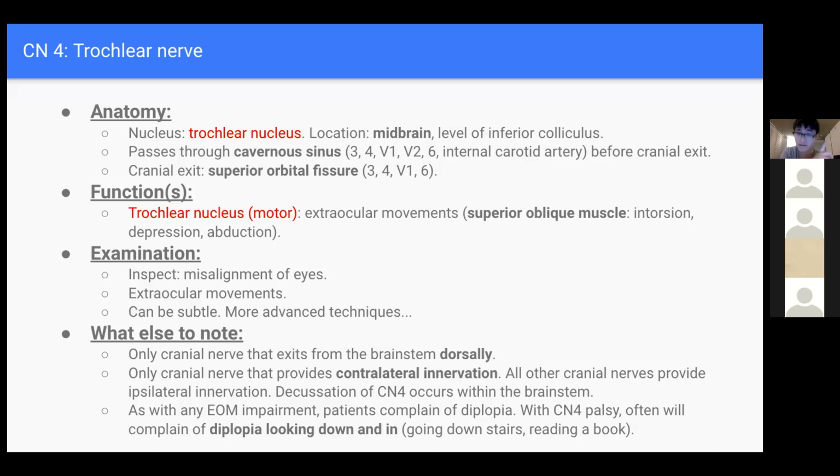That is to say, the left CN4 is going to innervate the right-sided superior oblique muscle, right? Every other cranial nerve essentially provides ipsilateral innervation for the same side. This is the only one that does it crossed. The decussation of CN4 occurs within the brainstem, so by the time the nerve comes out of the brainstem, it's already crossed.